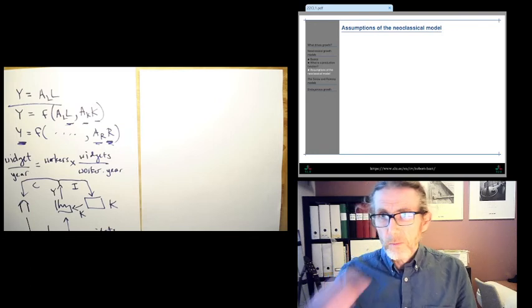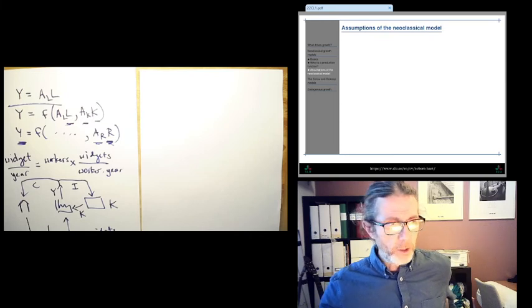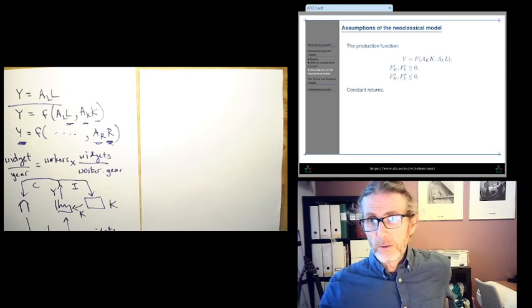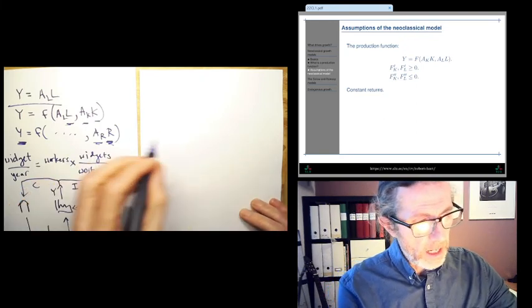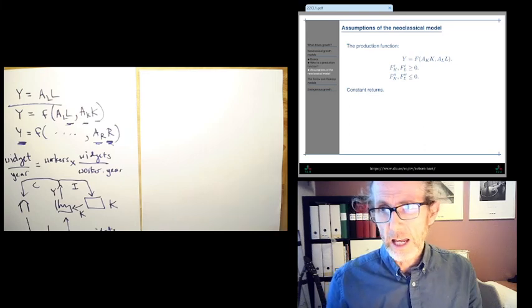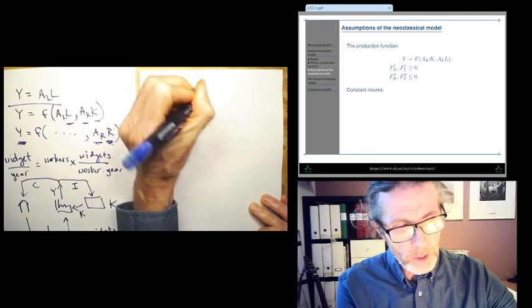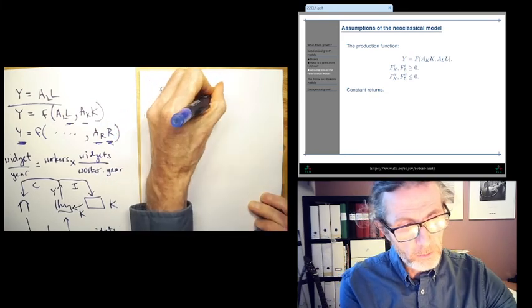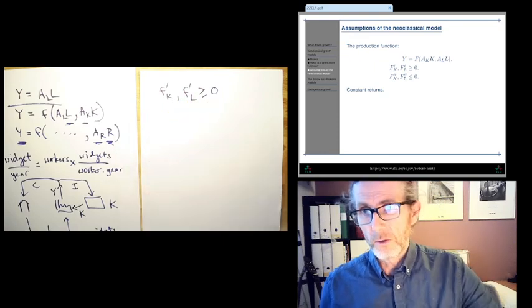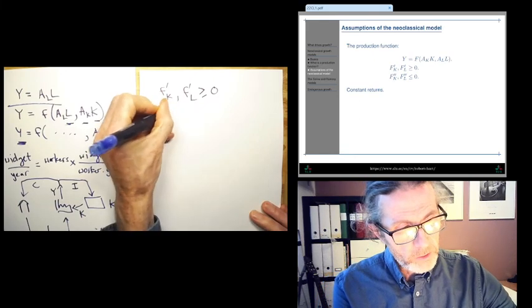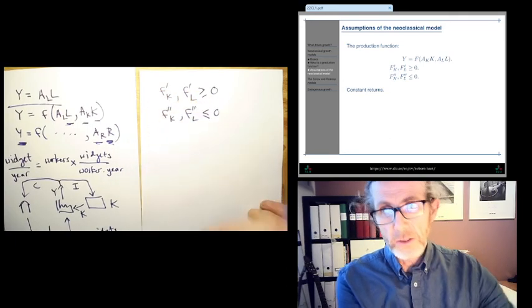Now, assumptions of the neoclassical model. So what do we assume about the production function in the neoclassical model? In the basic model, we assume that Y is F of K, L, and we assume that F prime K and F prime L are both positive. What does that mean? It means that the more inputs we have, the more we can produce. But the second derivatives are negative, or less than or equal to 0.